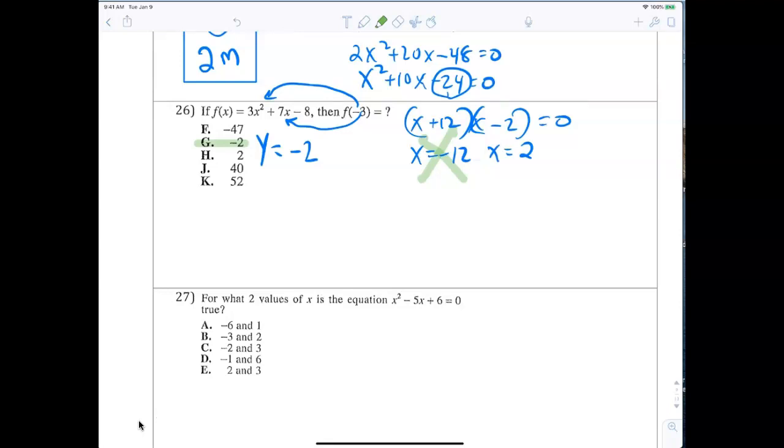Is everybody happy with that? You plug negative 3 in for x. You're asking me what's 3 times negative 3 squared plus 7 times negative 3 minus 8. You should be able to do that in your sleep. F of negative 3 means plug negative 3 in for x. You happy? Plug negative 3 in for x.